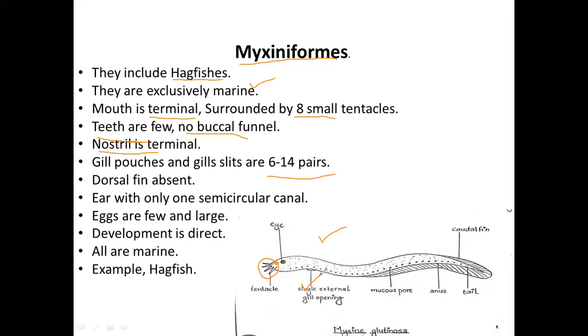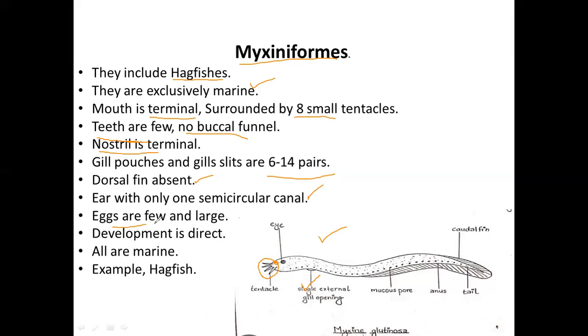So in Petromyzon, each pair of gill slits has a separate opening, like 7 openings if there are 7. But in this case, however many pairs there are, from 6 to 14, all open out by a single opening. And there is no dorsal fin, so the dorsal fin is absent, and the ear has one semicircular canal, whereas Petromyzon has two semicircular canals.